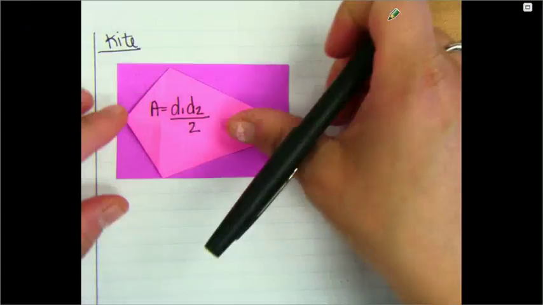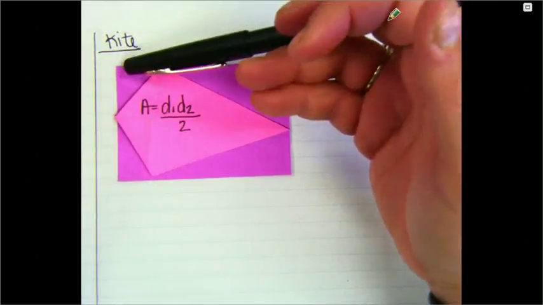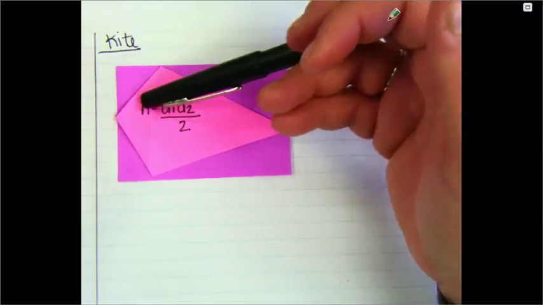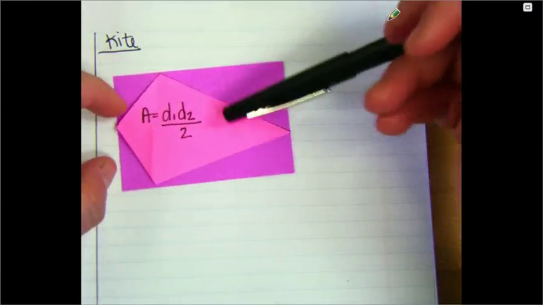Because you can make 2 kites. If you notice, this piece will end up exactly on top of here, and this piece will end up on top of here. These 2 pieces are exactly the same as this, right?